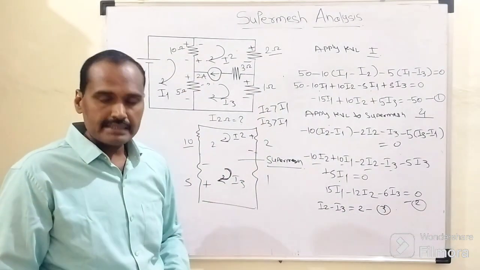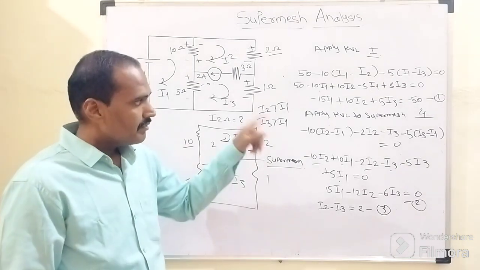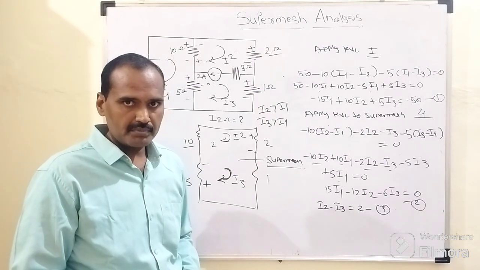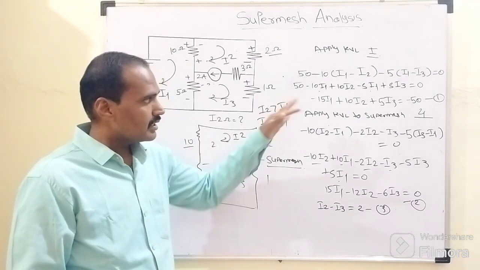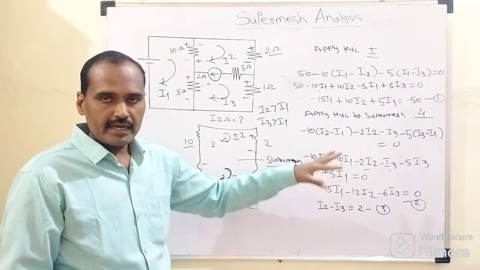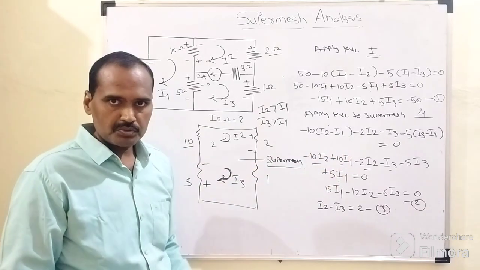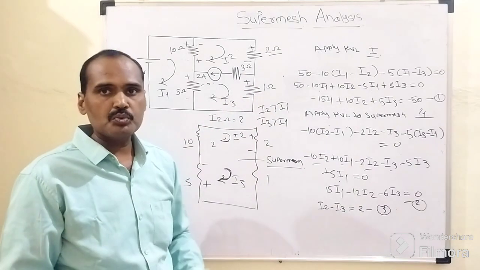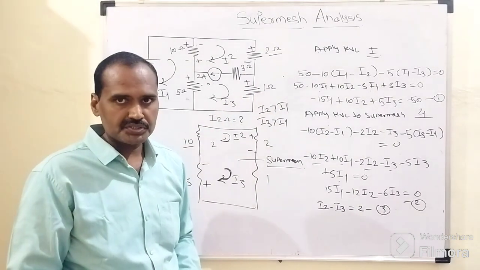As we have these three equations, we need to solve them with the help of this scientific calculator, and then we will come to know I1, I2 and I3, and after that we can decide our objective, that is, how much current is flowing through this 2 ohm resistor.